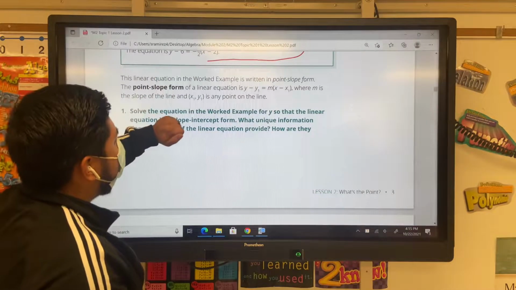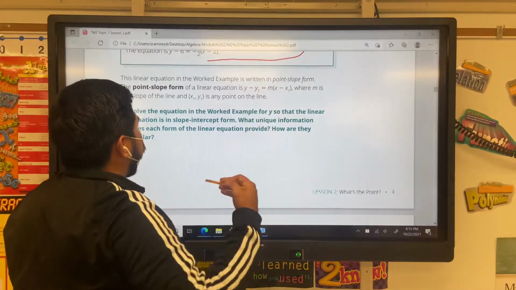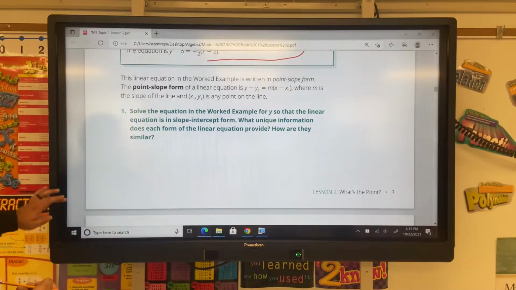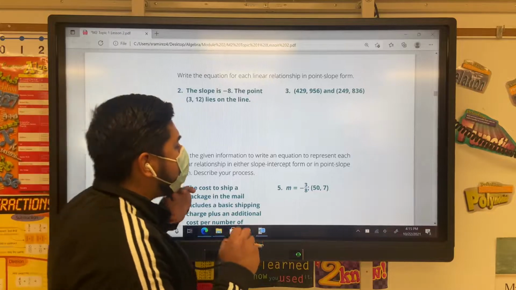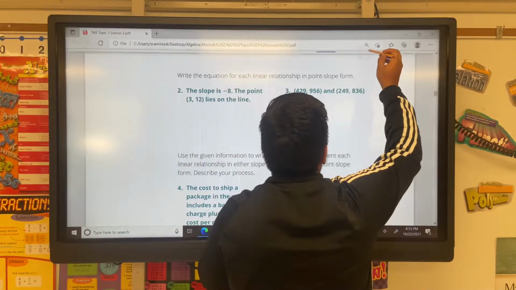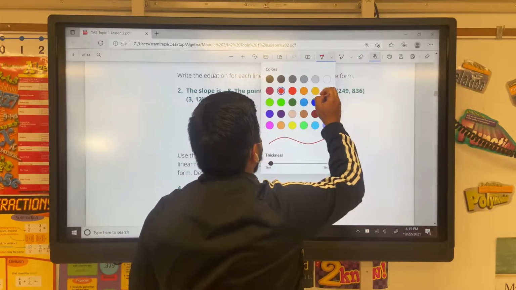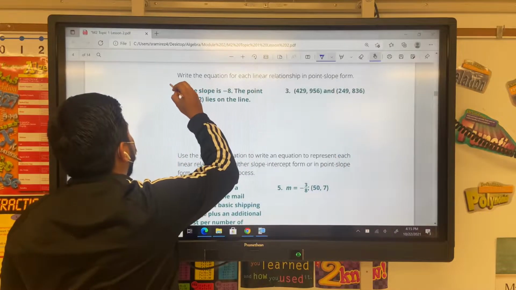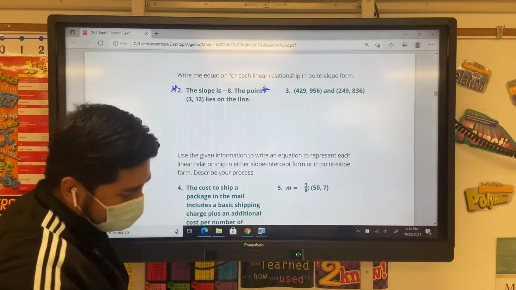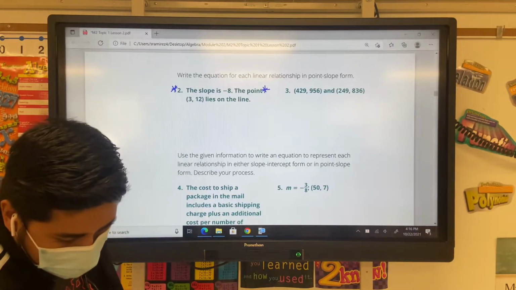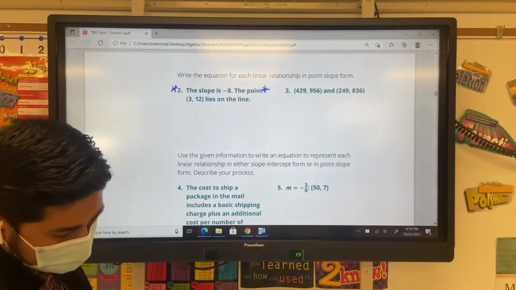Of course, point slope form is right here if you're interested. If you want to know it, please come talk to me. Looking at number 2. This is where I absolutely need for you to make sure I put a star because this is where I need to solve by hand. Okay, here we go.